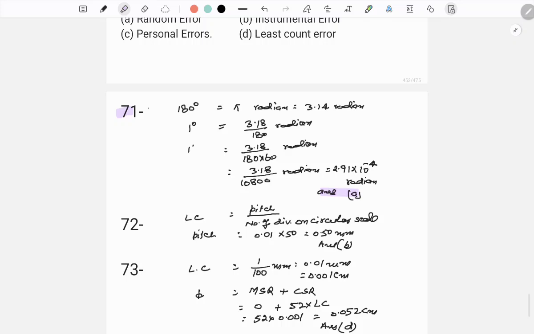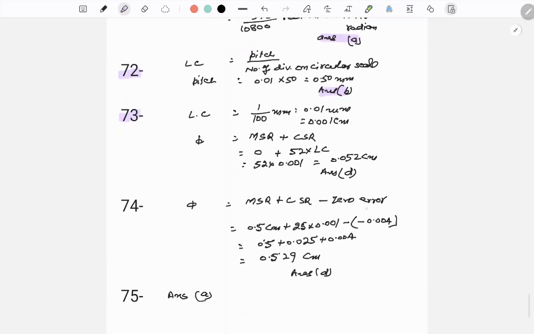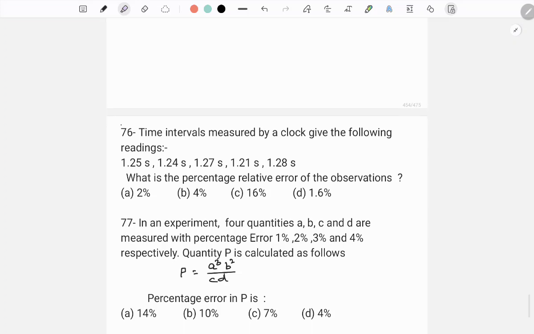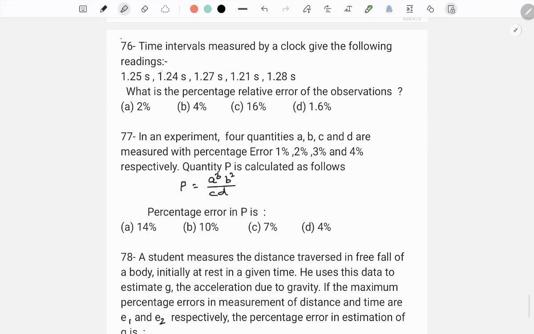71 answer is A, 72 answer is B, 73 answer is D, 74 answer is D and 75 answer is A. 76th. The time interval measured by a clock gives the following readings: 1.25 second, 1.24 second, 1.27 second, 1.21 second, 1.28 second. What is the percentage relative error of the observation?